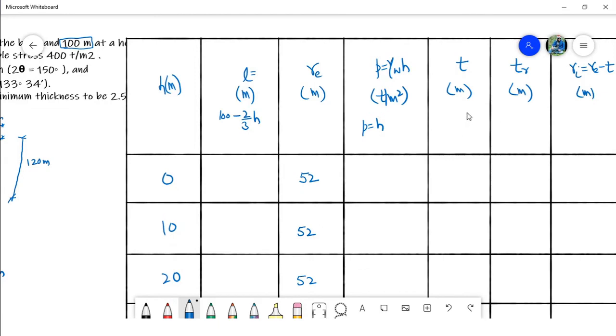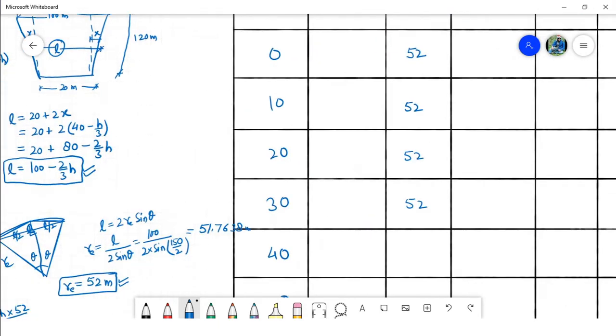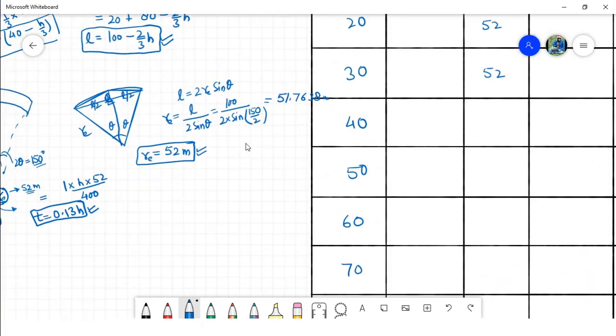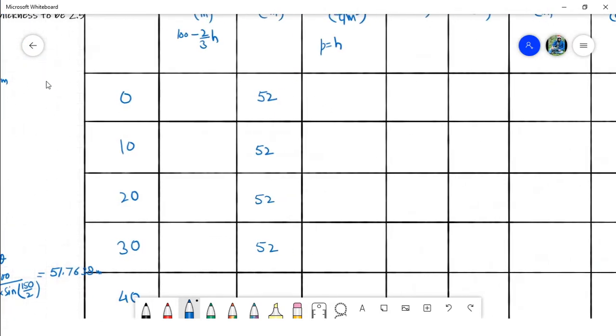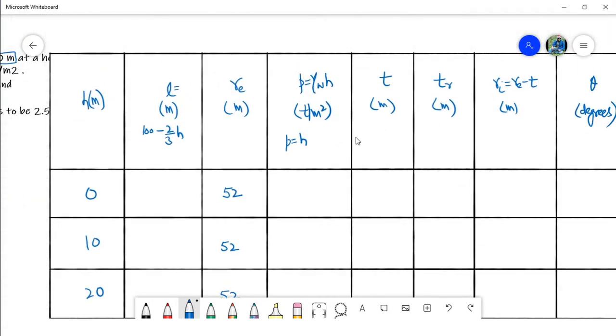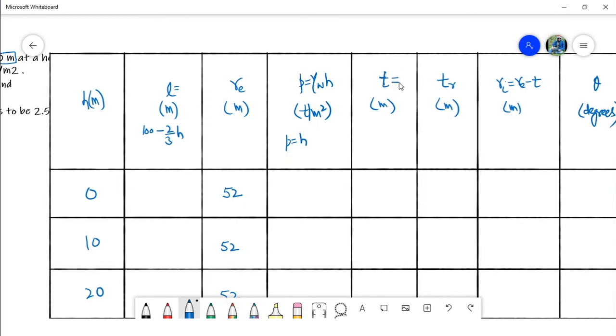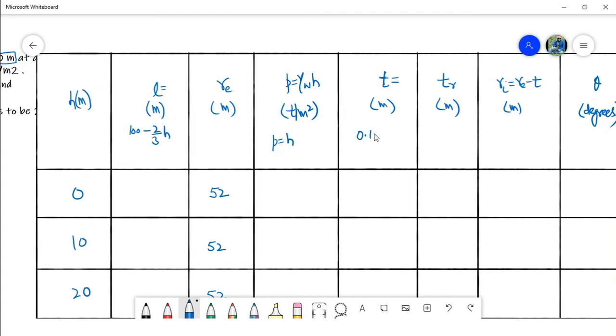How to calculate this thickness? For this, I have already calculated. I have already derived this expression. T is equal to 0.13 H. So let us now write over here. This T is equal to 0.13 of H. Now what is TR?